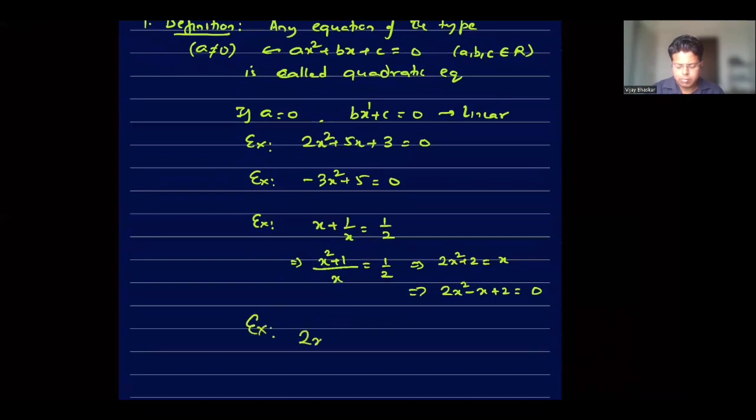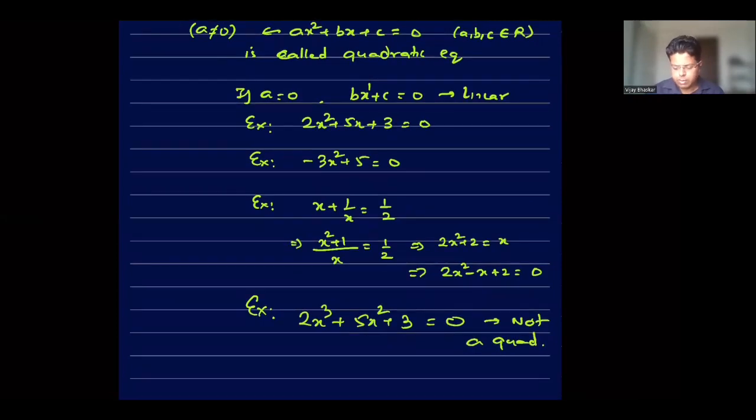Is this a quadratic equation? So this is not a quadratic equation. Why? Because the maximum power of the variable is 3, not 2. So this will become a cubic equation. This is not quadratic. This is a cubic equation, right?